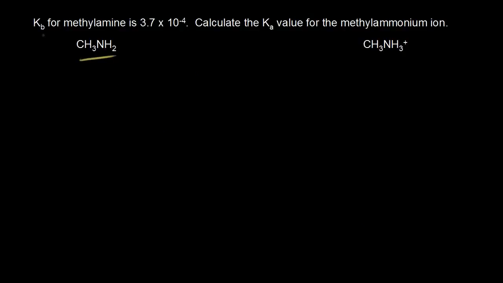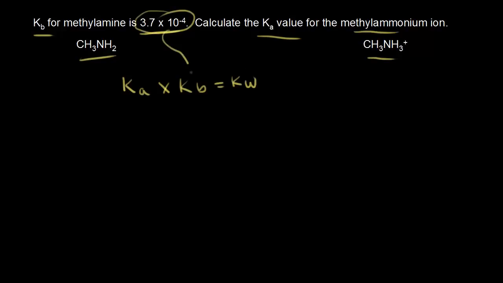Methylamine is a weak base, and the Kb for methylamine is 3.7 times 10 to the negative 4. Our problem asks us to calculate the Ka value for the methyl ammonium ion, which is CH3NH3+. So we're talking about a conjugate acid-base pair. There's one proton difference between those. And so therefore, we can use our equation Ka times Kb is equal to Kw. So we can plug in Kb here.